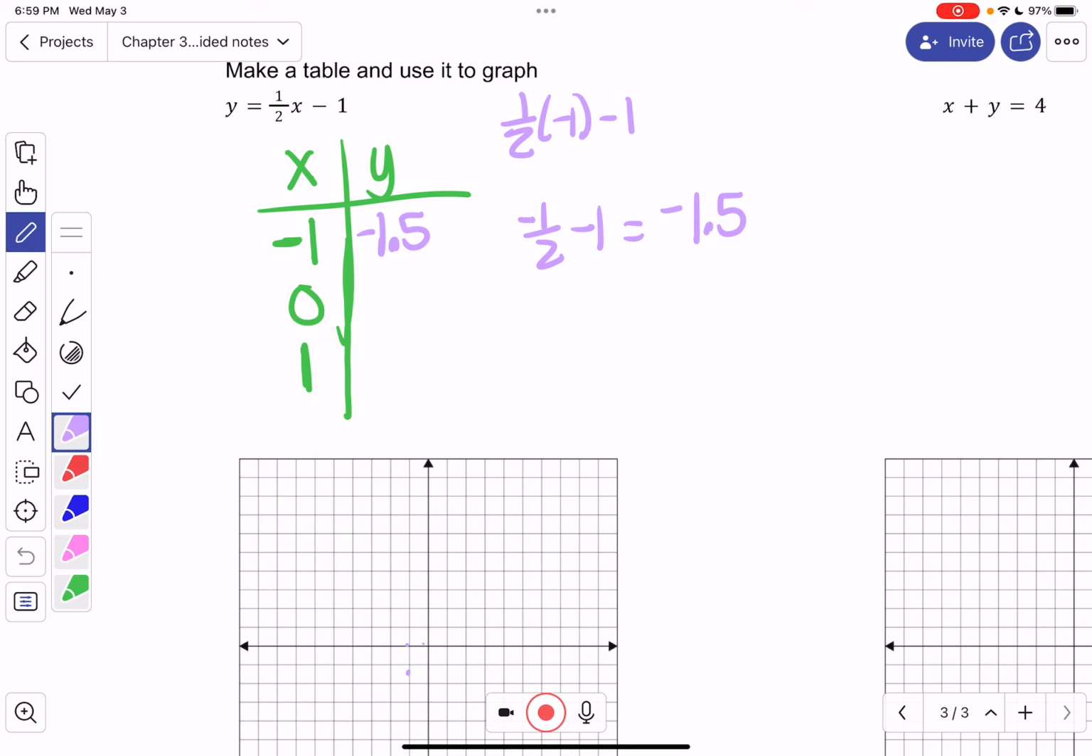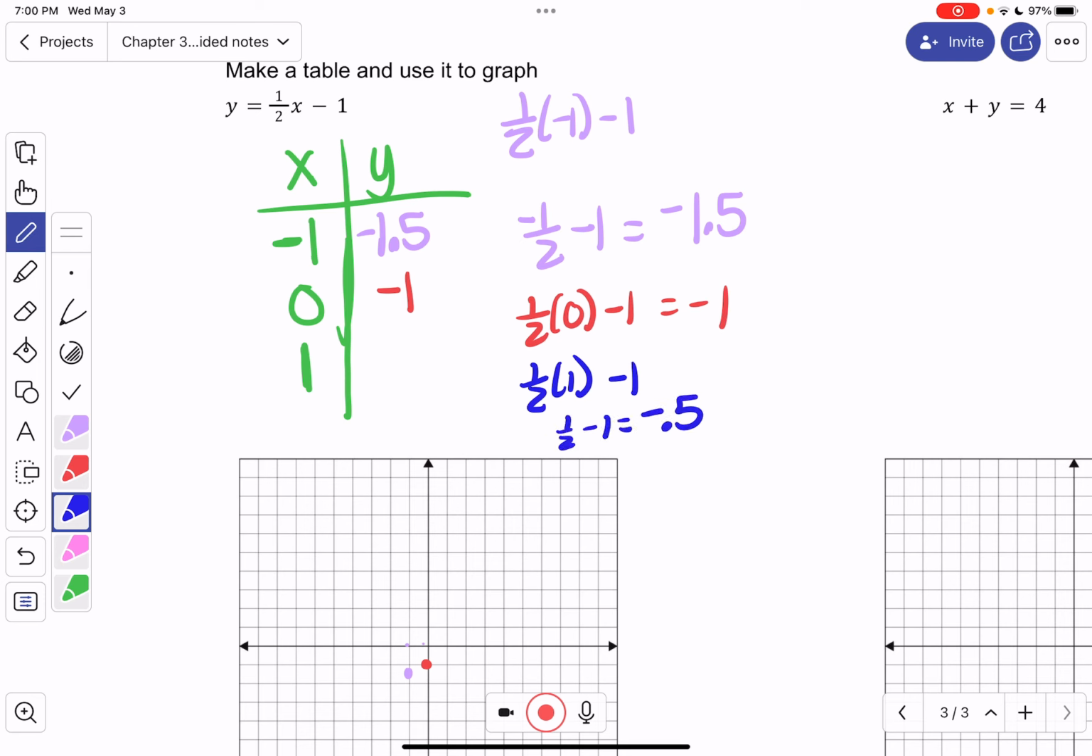Negative 1, negative 1.5. Now I'm going to do it with 0. 1/2 times 0 is 0. Minus 1 is negative 1. So 0, negative 1 is a point. I'm going to do it with positive 1. 1/2 times 1 is 1/2. Minus 1 is negative 1/2, or negative 0.5. So we do 1, negative 0.5. Those are really close together.